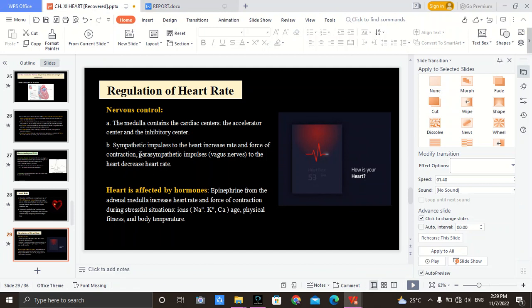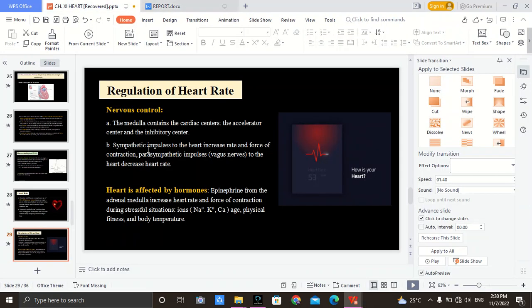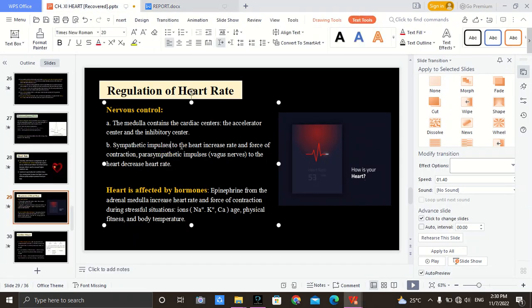So we have the sympathetic impulse to the heart. This accelerator center regulates the heart rate and stroke volume via the sympathetic impulse. So this sympathetic impulse increases the rate and force of the contraction.